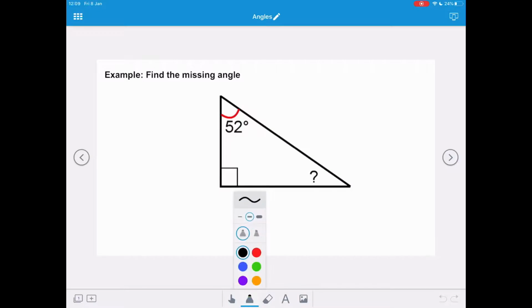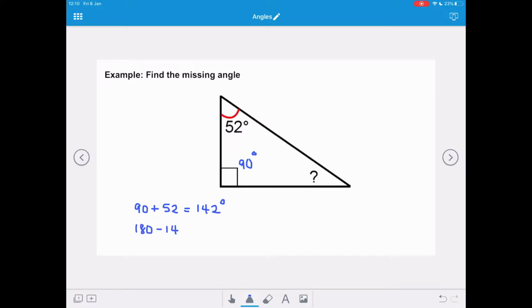So we want to find the missing angle in this triangle. We know that the square at the vertex on the left-hand side means that this angle is 90 degrees. And then we want to add the known angles together. So we're going to do 90 plus 52, and that equals 142 degrees. And then we can work out the missing angle by taking that 142 away from 180. And 180 take away 142 gives us a missing angle of 38 degrees.